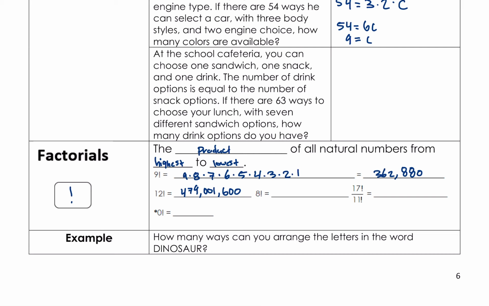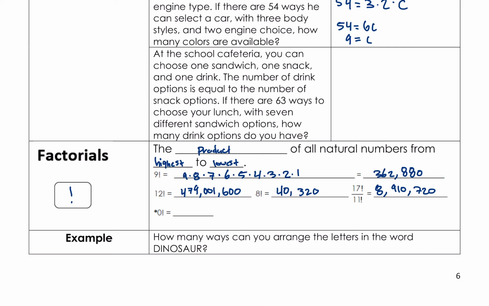8 factorial is going to be a bit of a smaller number. It's going to give me 40,320. And I can also put something in like 17 factorial divided by 11 factorial. And that will simplify down to 8,910,720. So all of these we're just plugging into our calculator with the factorial button.